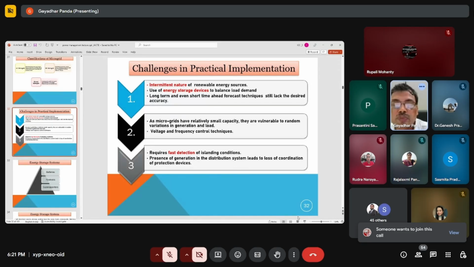And other factors are there when you are going for the integration. Converters and inverters are used, and those are static devices, but they produce harmonics in the system, because those switching devices are nonlinear in nature. In that way, power quality issues will also arise.